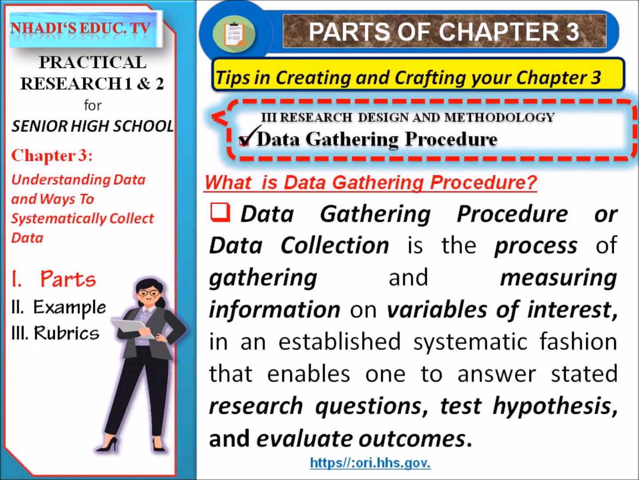What is data gathering procedure? Data gathering procedure, or what we call data collection, is the process of gathering and measuring information on variables of interest in an established systematic fashion that enables one to answer stated research questions, test hypotheses, and evaluate outcomes.